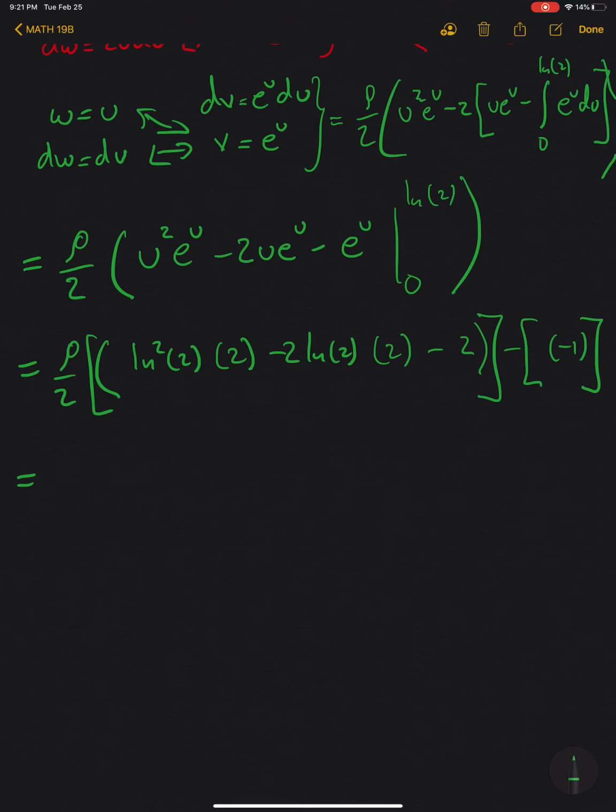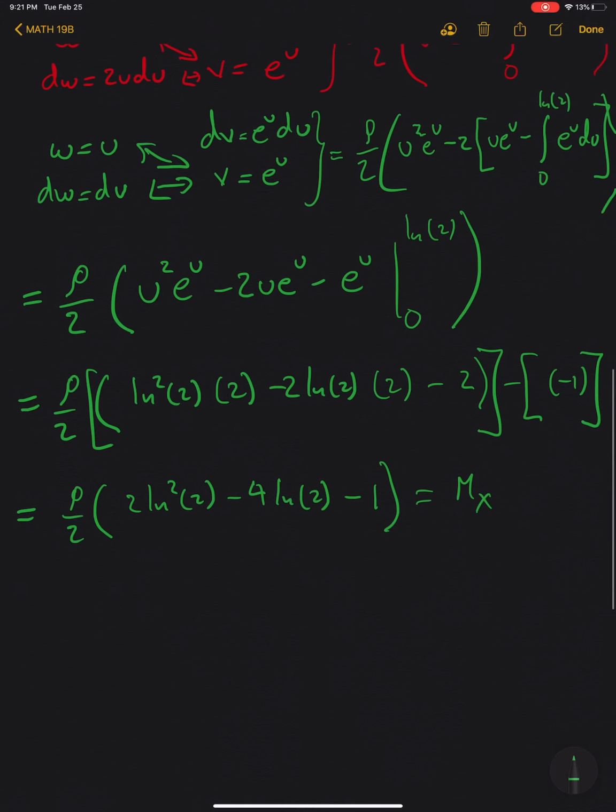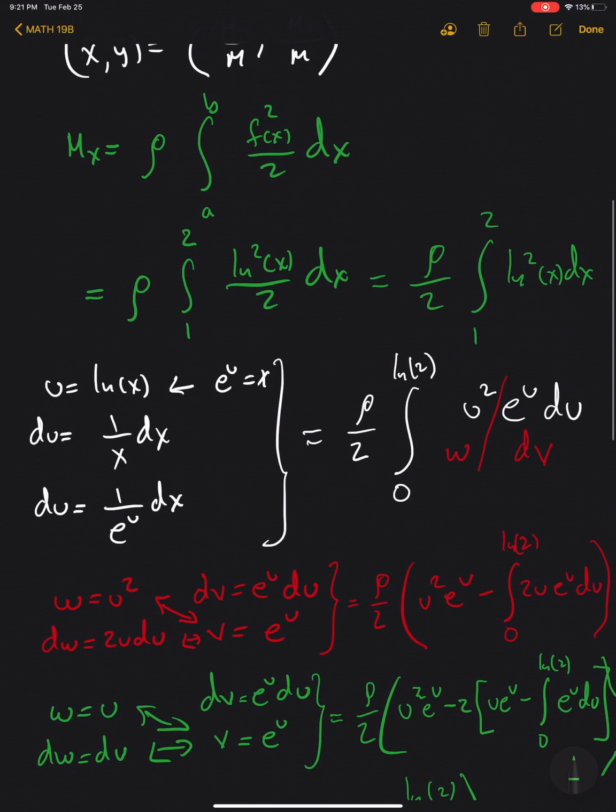So if we simplify this a little bit, just to make it a little bit nicer, we will have rho over 2, and this becomes 2 times the natural log of 2 squared minus 4 times the natural log of 2 minus 2, and then this becomes a plus 1, so this becomes minus 1 in the end. So that will be our first moment. This is the x moment. That's the very first one that we have up here.